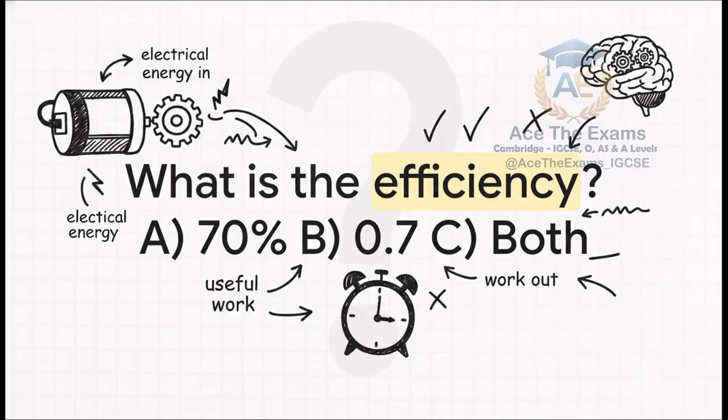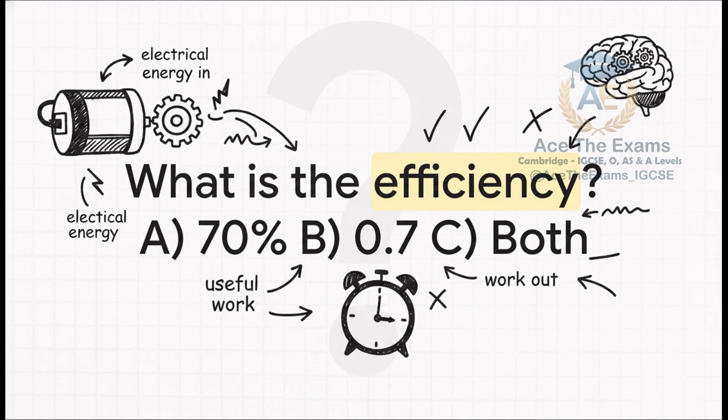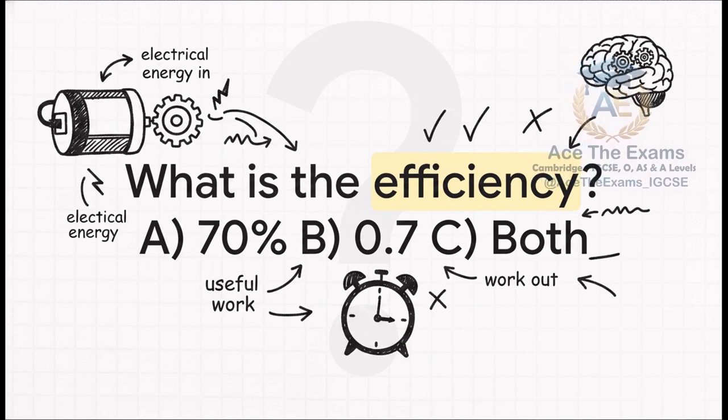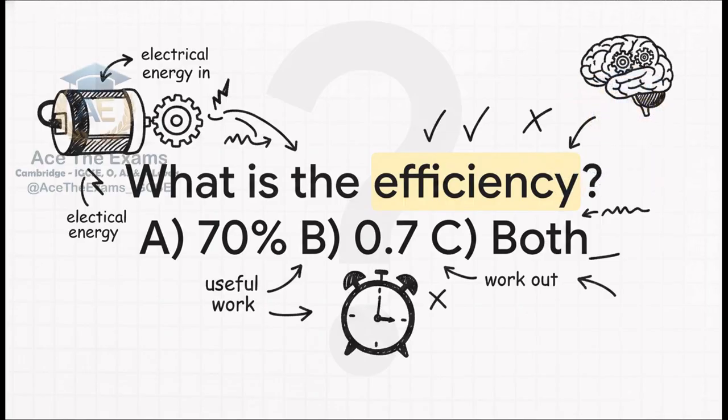Make your choice between A, B, or C. A motor transfers 100 joules of electrical energy, doing 70 joules of useful work. What's its efficiency? Is it A, 70%, B, 0.7, or C, both A and B? Lock in your answer right now, because your grade boundary might actually depend on how you respond to seemingly simple questions exactly like this.